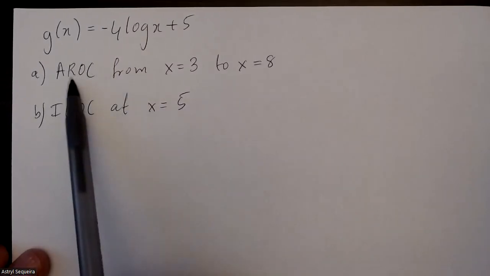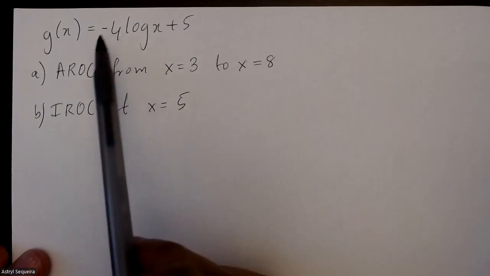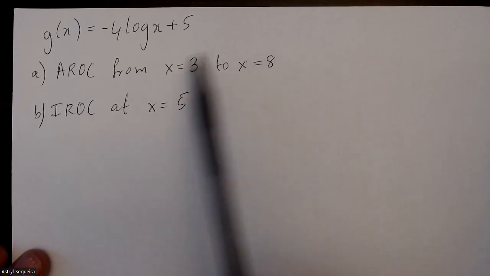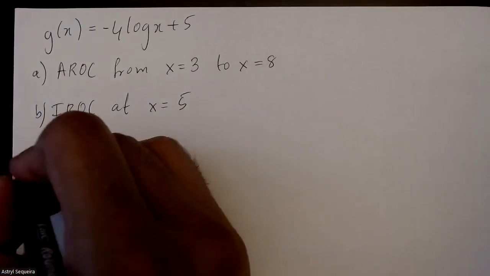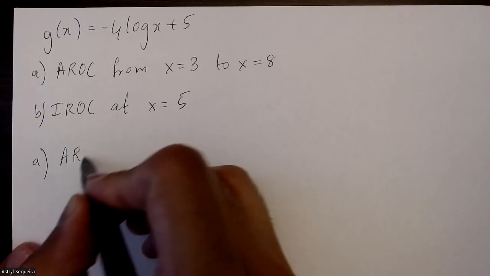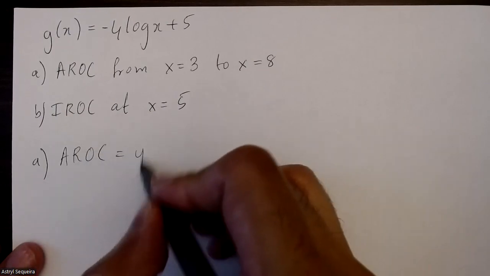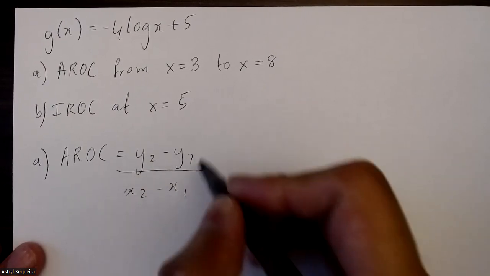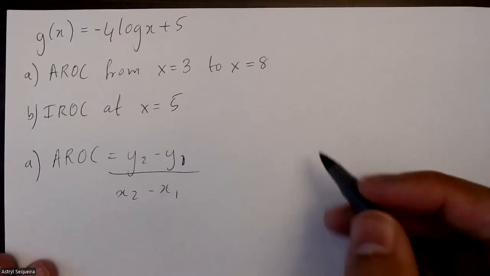All right, so we want to find the average rate of change and the instantaneous rate of change for this log function for these points over here. So let's start with average rate of change. Then the formula can be written in a couple of different ways, but I just prefer writing it as y2 minus y1 over x2 minus x1, which is basically your slope equation.